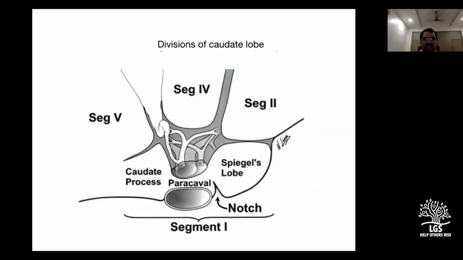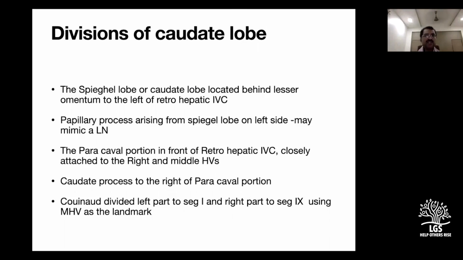There is a notch in the Spigelian lobe that actually represents the watershed between the left part and the right part. Couinaud used the term segment 9 for the paracaval portion and caudate process together. So there is a separate segment for caudate lobe. The left is segment 1, and the right, the paracaval portion and the caudate process, is termed as segment 9. So that is the division of caudate lobe which I was mentioning.